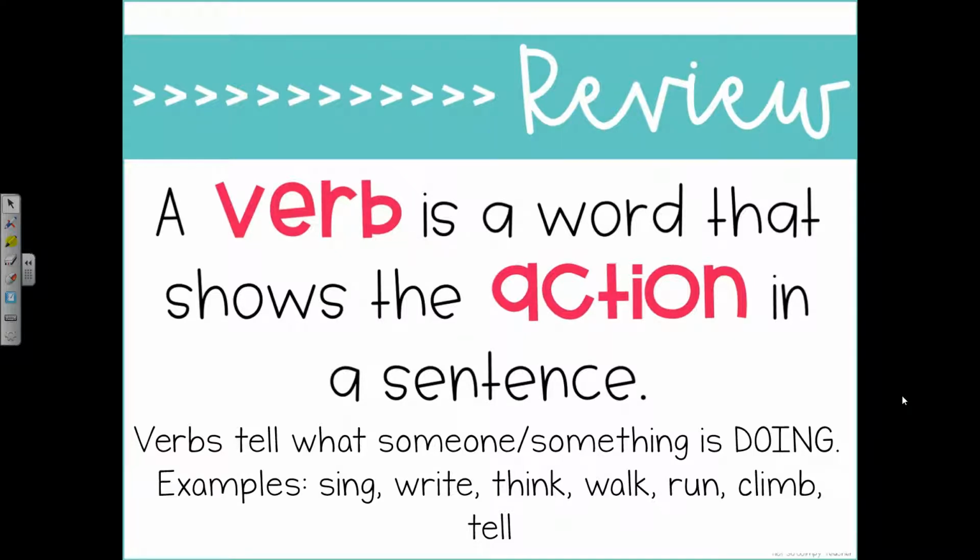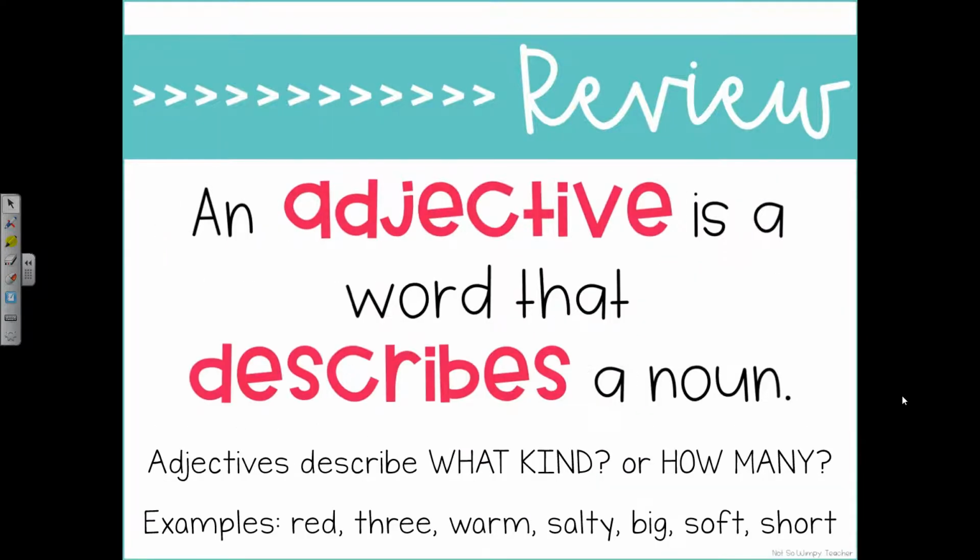And you can also put verbs in future tense too by adding the word will in front of it, like tomorrow I will sing on the stage. Next up, we have adjectives. Remember, an adjective is a word that describes a noun. These are my personal favorite. An adjective describes what kind or how many. Examples include red, 3, warm, salty, big, soft, and short. They're my favorite because they make my writing much more interesting and descriptive.